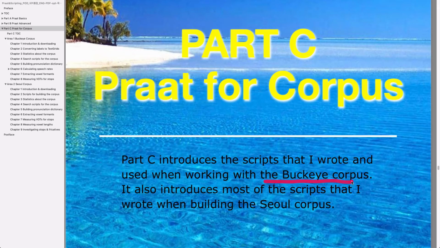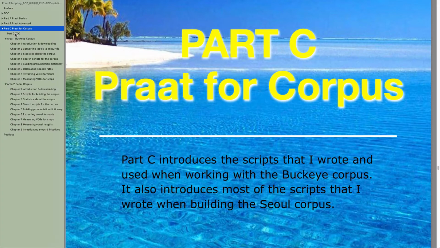Buckeye corpus. After I downloaded the Buckeye corpus for free, I found that their labeling files are not in Praat text grid format, so I had to change the label files to Praat text grid files, and that's why I wrote a script to do the conversion. And after that, I also wrote some scripts to modify the labels of the Buckeye corpus. In this section, there are many chapters that introduce my scripts.